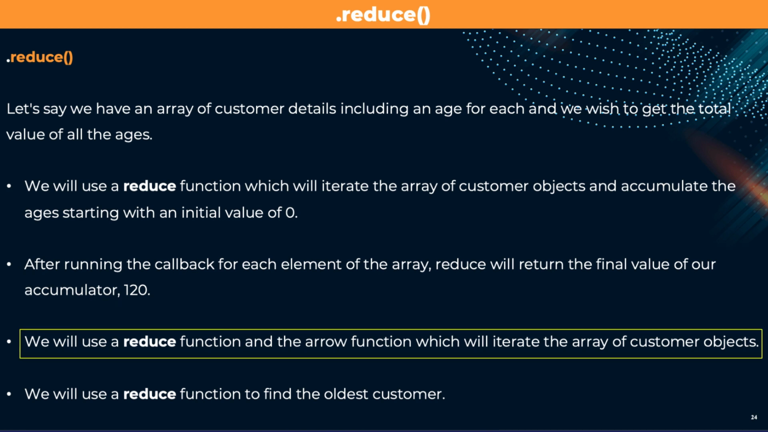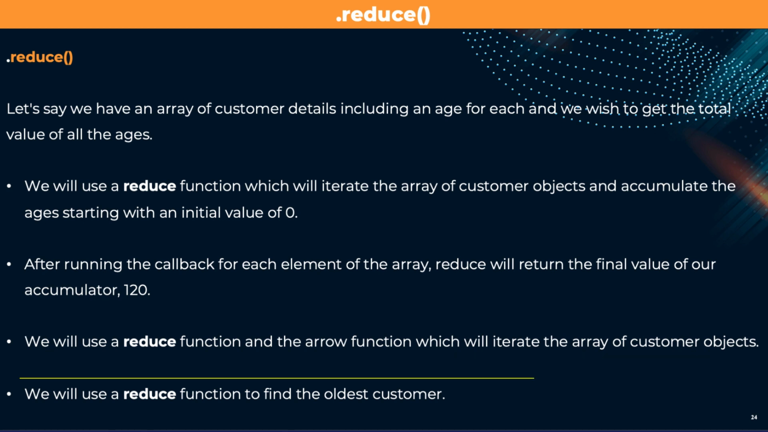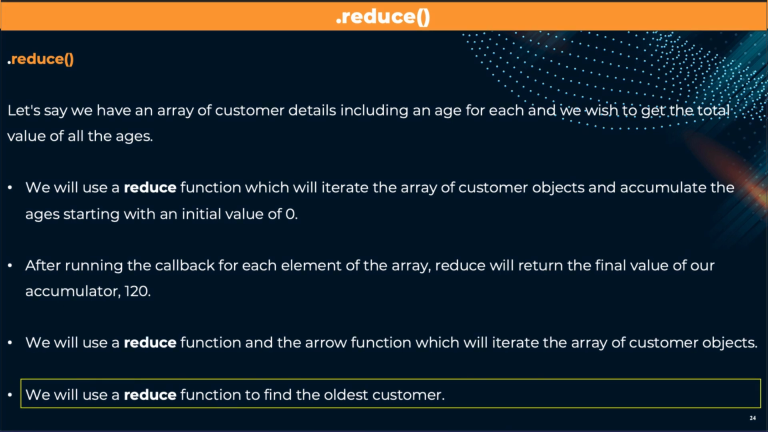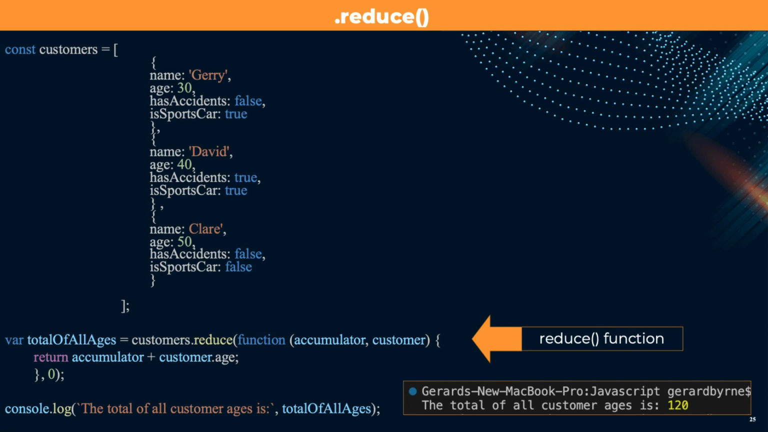We will then use a reduce function with the arrow function to iterate the objects, and then we will use the reduce function to find the oldest customer. So once again we will use exactly the same customer array, but we will use the dot reduce function, and it takes in a function, and this function takes in two values, accumulator, which will start off at 0, and then customer, and it will return the accumulator plus the customer age.